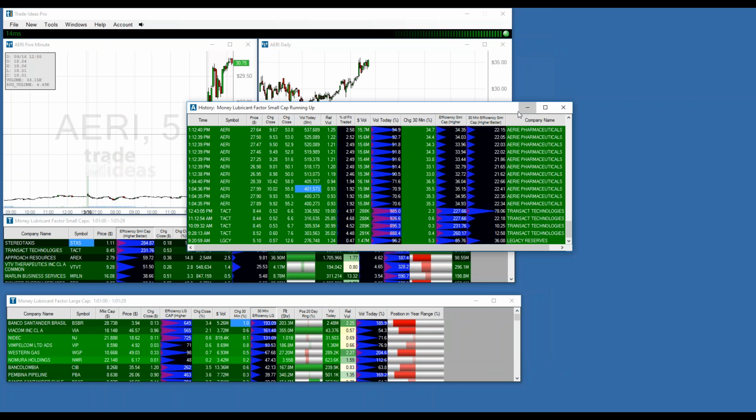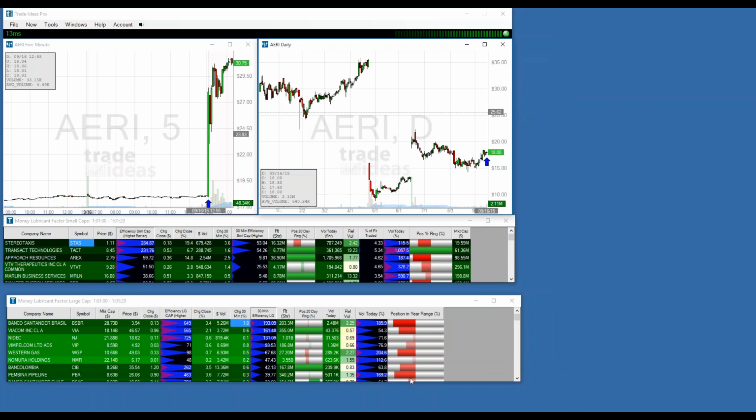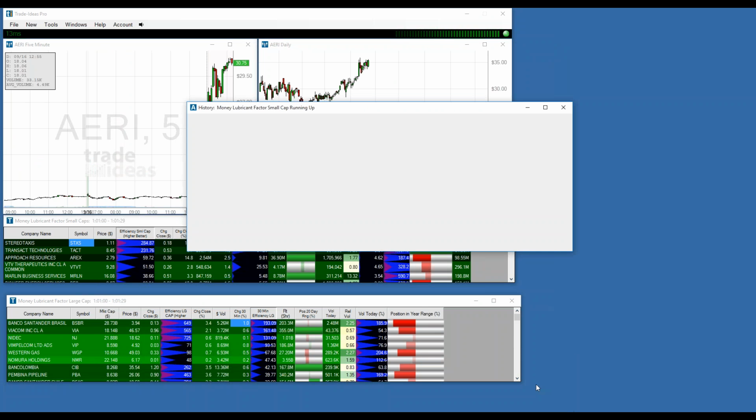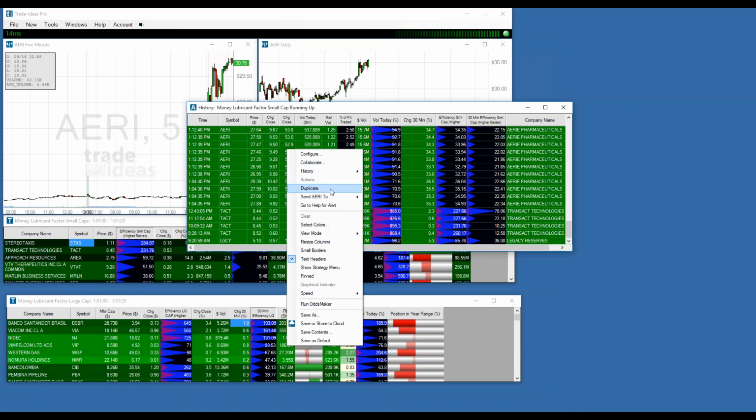Hey Dan, do this. Do a right-click, view mode, group and sort by symbol, and then run that history. That way you can just see the symbols that triggered today.